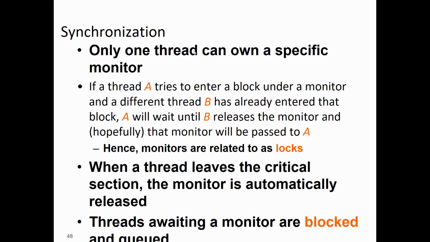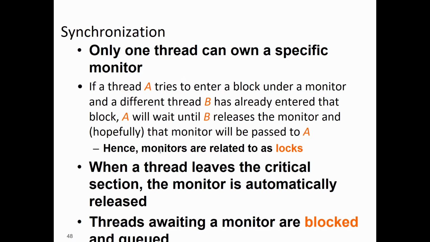So if a thread A tries to enter a block under a monitor, and any other different thread wants to enter the same block, it has to wait till the monitor is released. So they are working like locks, or they are connected to locks. You will see locks as a trick used in C++, for example. Locks are the primitive used in C++ to solve the problem of synchronization. In Java, the trick is called monitors, and it's slightly different, but it's okay. We have different tricks, different methods to solve similar problems.